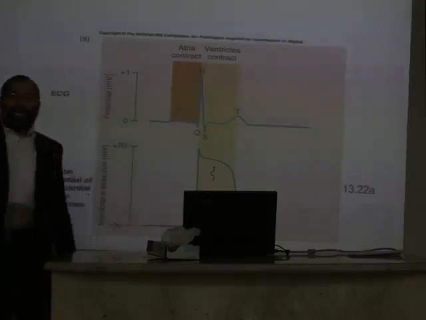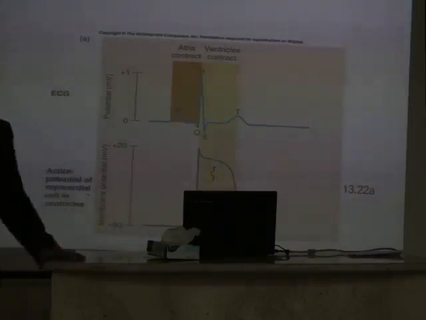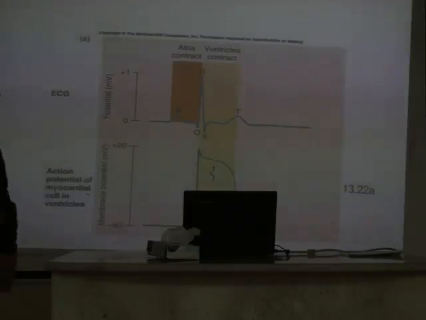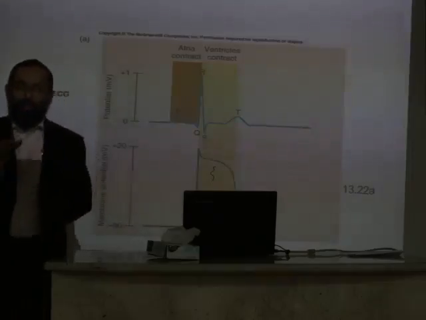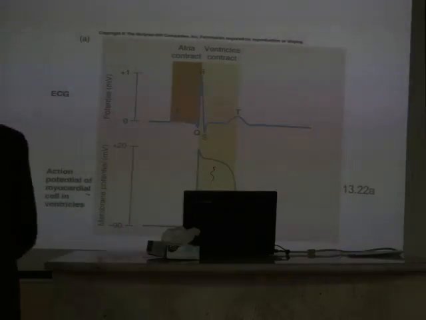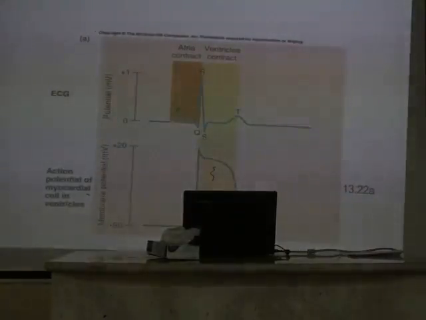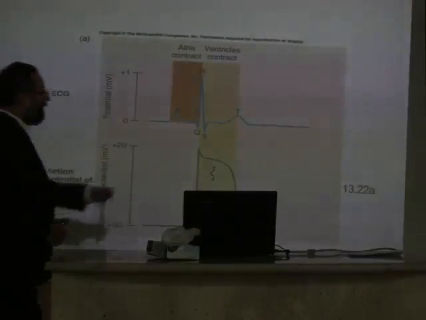Thank you. Any deflection in the ECG above or below the line is called a wave. A straight piece of line, the isoelectric line between two waves, is called a segment. What do you call it? Segment. Now tell me, five waves you have identified.